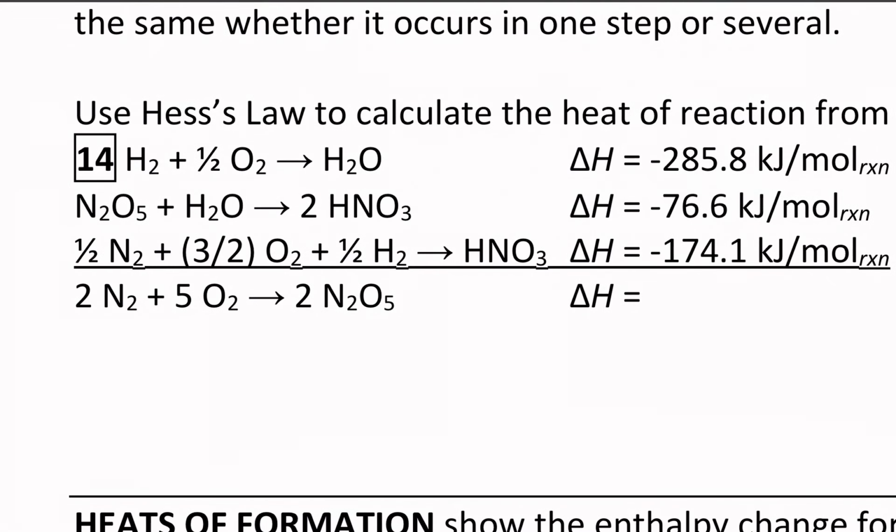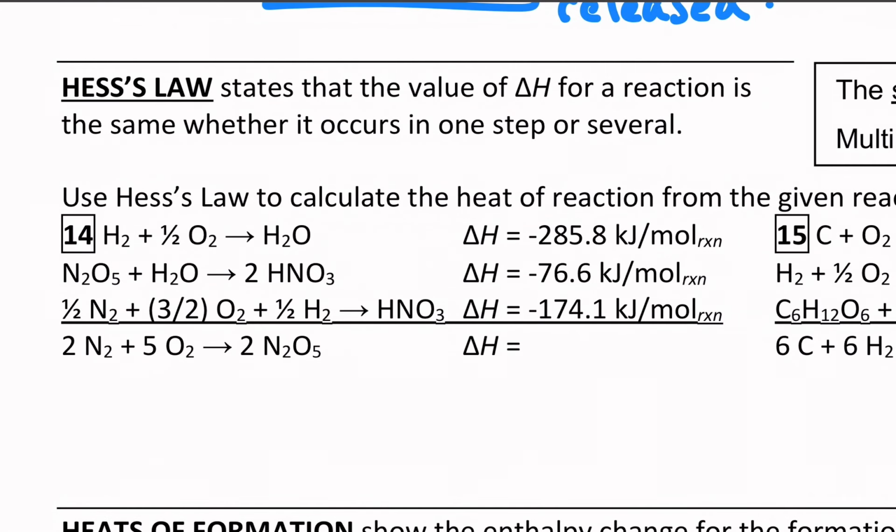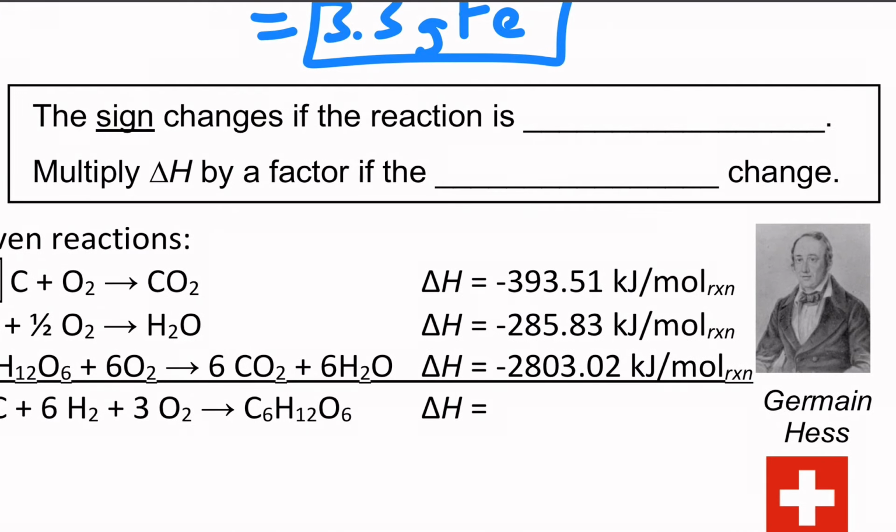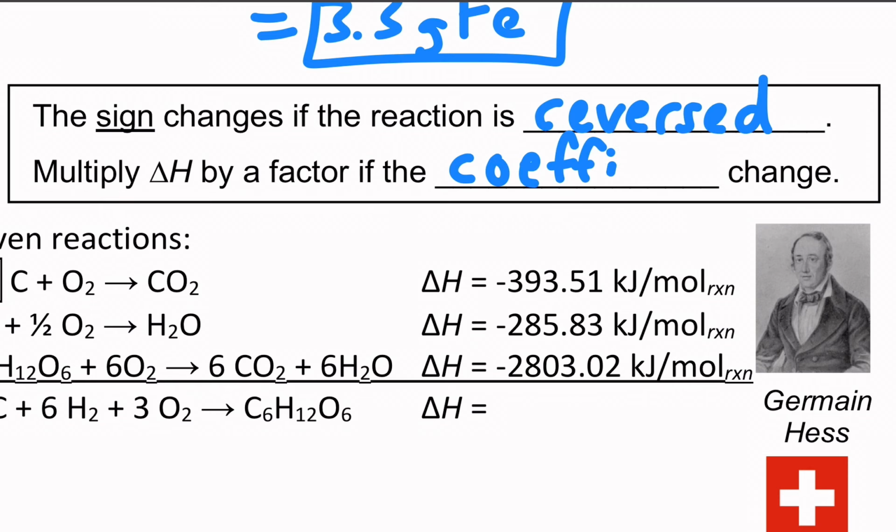The first one is called using Hess's law, which states that the value of delta H for a reaction is the same whether we treat it as one reaction or as the sum of several reactions. This was developed by Germain Hess and applying the concept that delta H is a state function. Two things to know: the sign of the value changes if the reaction is reversed, and we multiply delta H by a factor if the coefficients change. You'll see what we mean when we do this right now.